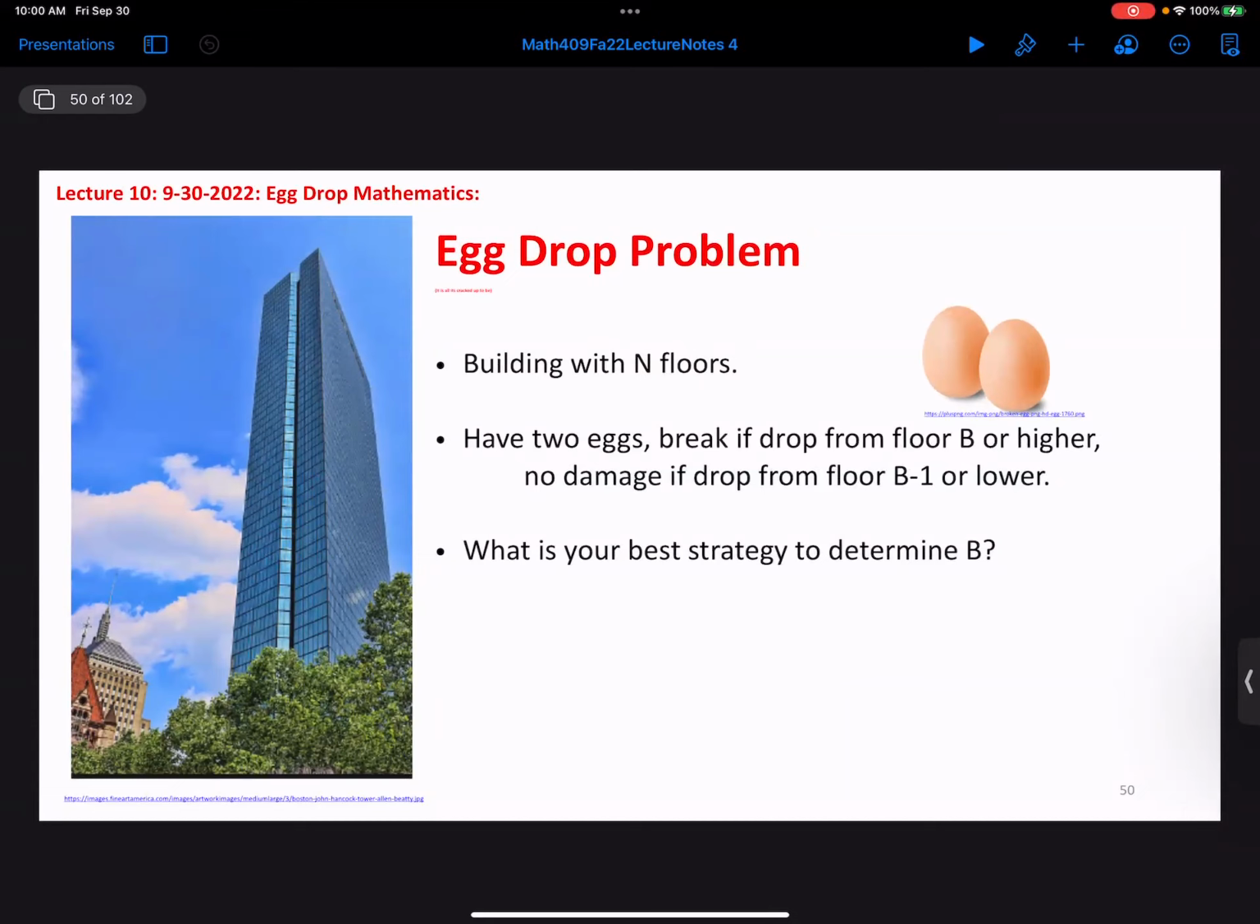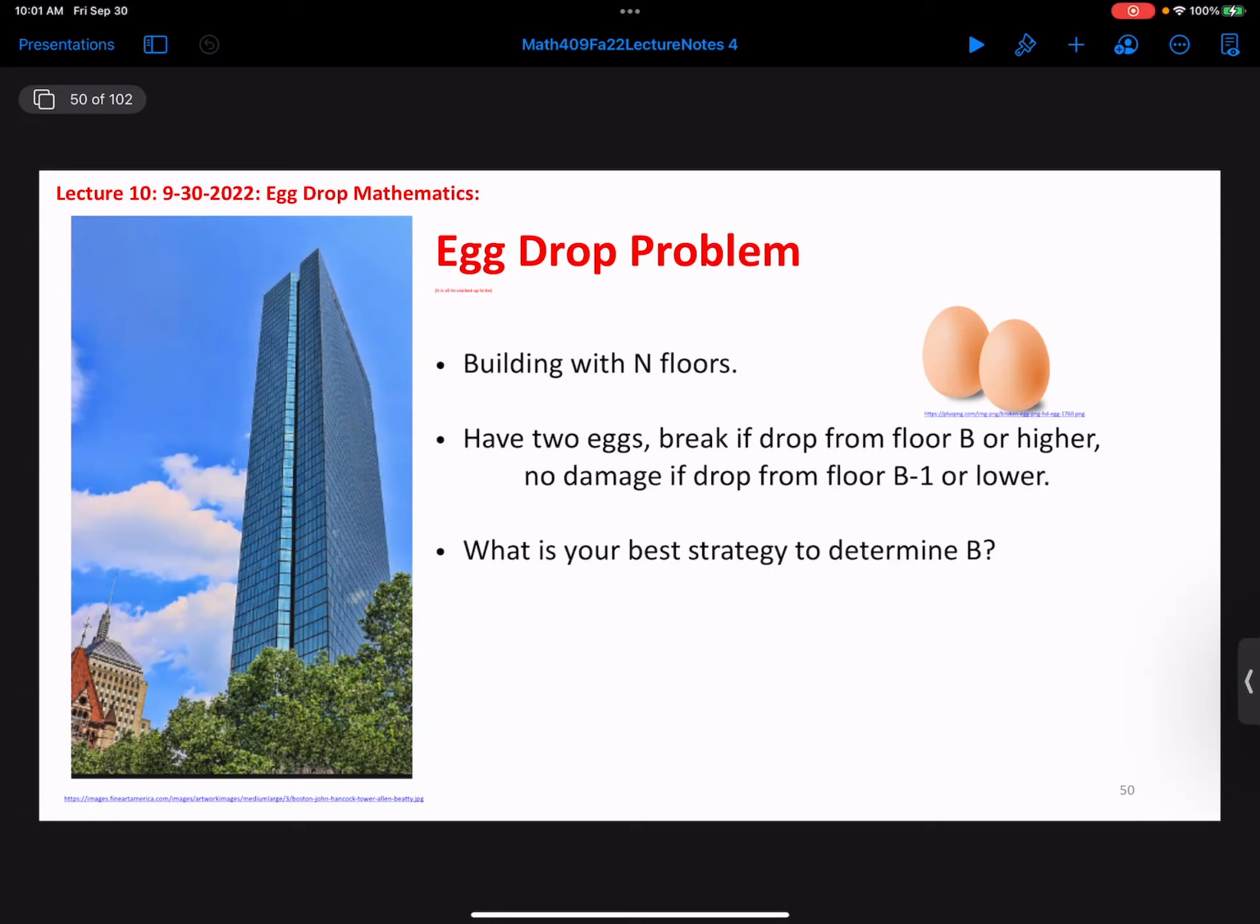The way the problem works is that this is an extremely unreasonable situation, but there's a lot of good mathematics behind this, and that's why I want to do it. You have a building with n floors, and you have 2 eggs. If you drop an egg from floor b or higher, it breaks. By break, I mean it completely shatters. It is gone. You cannot use it again. If you drop it from any floor below b, there is no damage done to the egg. You can drop it as many times as you want, as long as you drop it from below b. But once you drop it from floor b or greater, the egg breaks. And your goal is to figure out what b is.